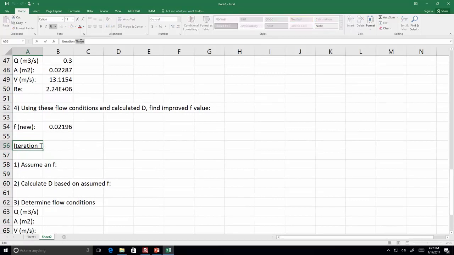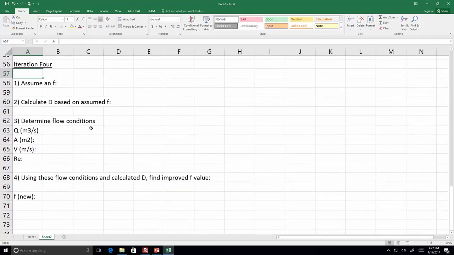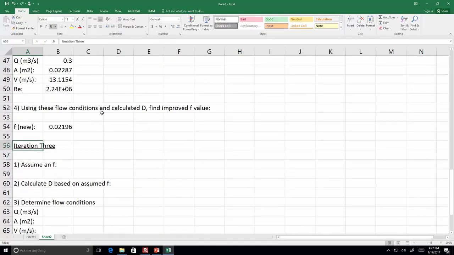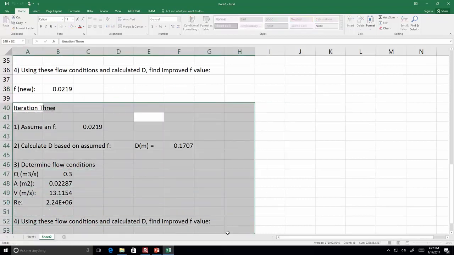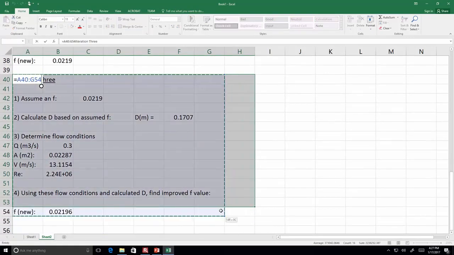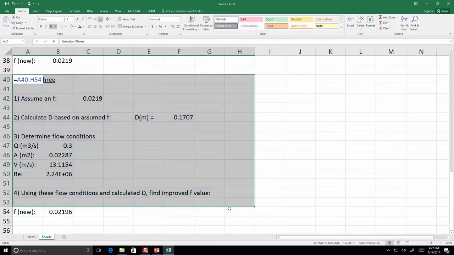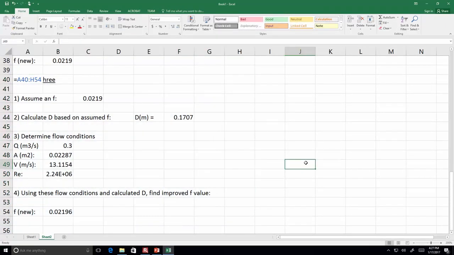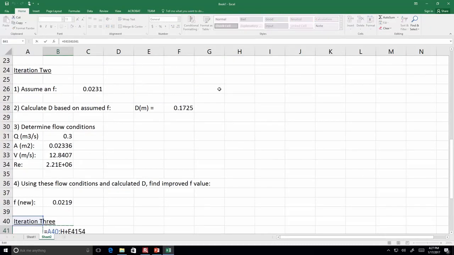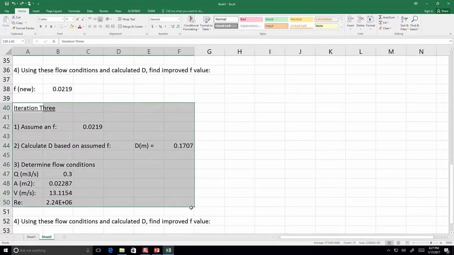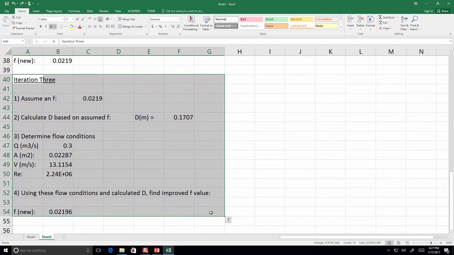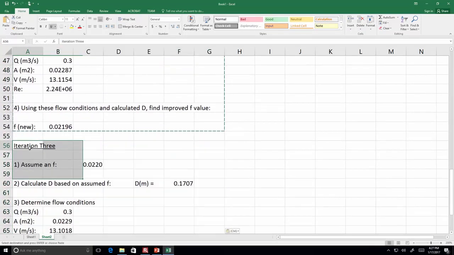So iteration 4. And I know I've been focusing a lot on the F values. I guess I missed, I should highlight everything here when I copy and paste. All right, iteration 3. Highlight everything, copy it, paste it. So here's iteration 4.